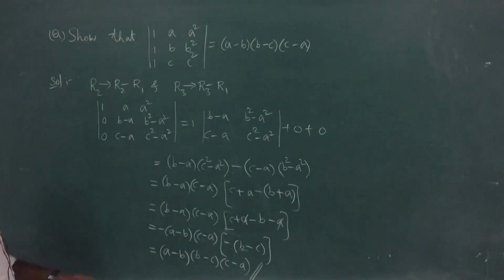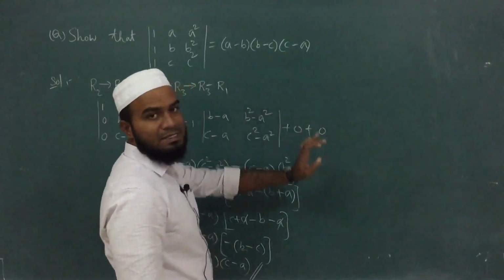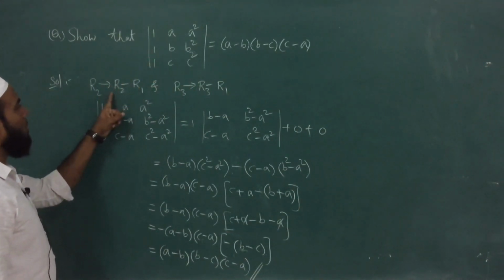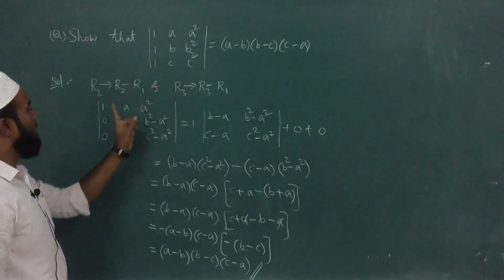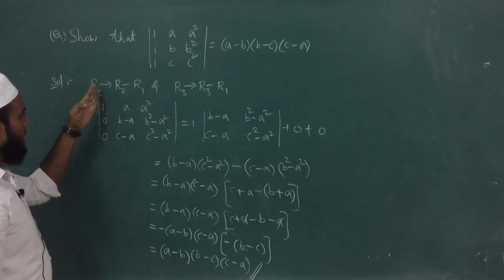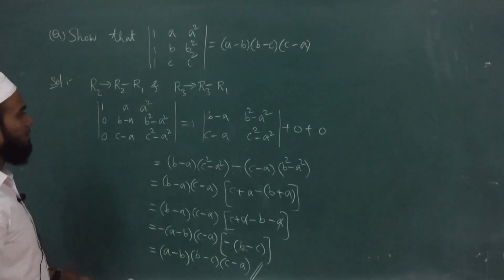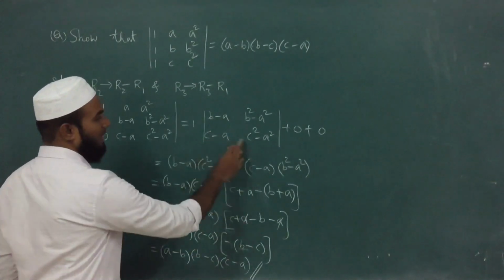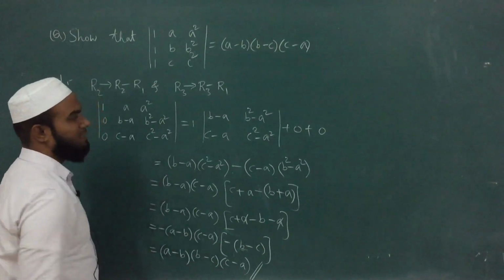So what we have done here to prove that the determinant value is (a minus b)(b minus c)(c minus a): we simplified these two entries by applying the row operations R2 minus R1 and R3 minus R1, so these two elements became 0. Then we expanded the determinant through this column, 1 into the determinant of this 2 by 2 matrix. When we expanded and simplified, we got (a minus b)(b minus c)(c minus a).